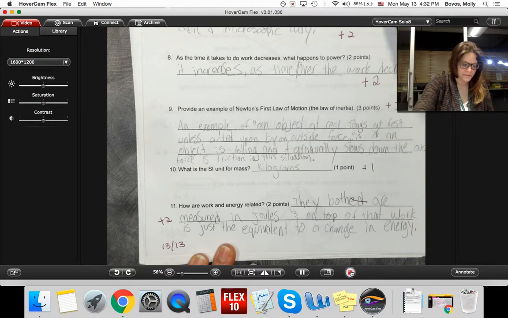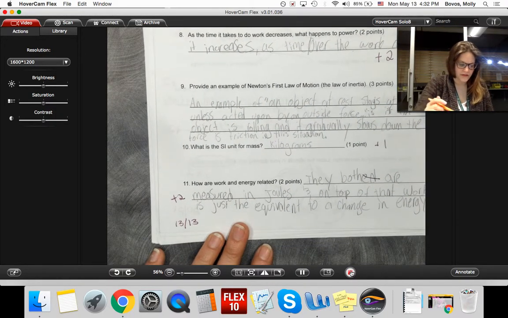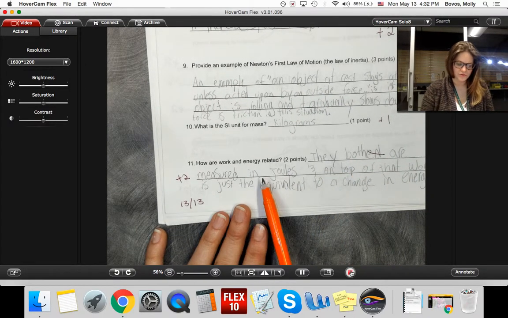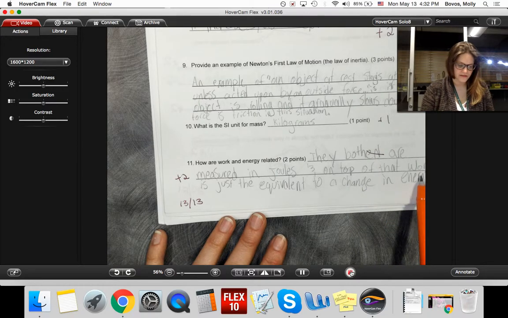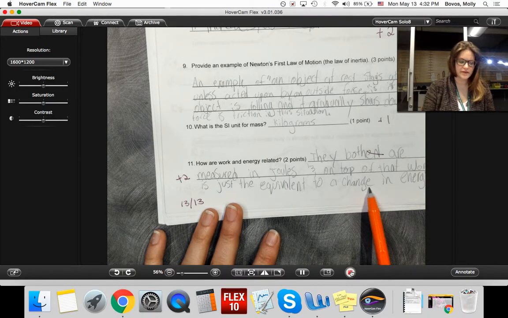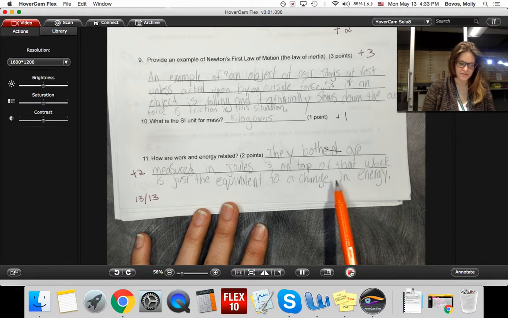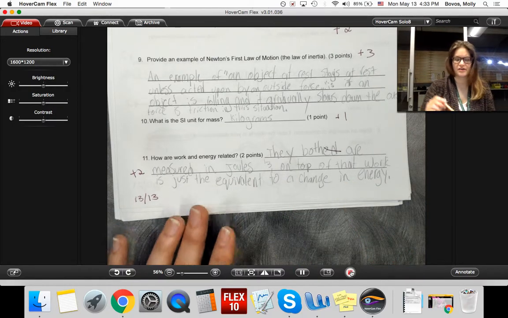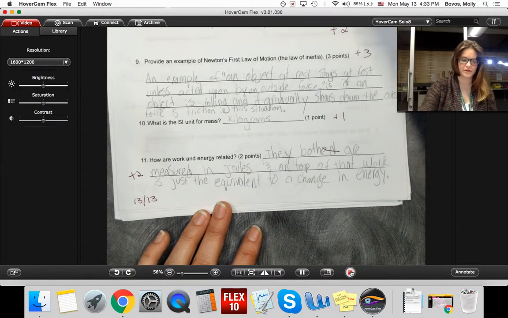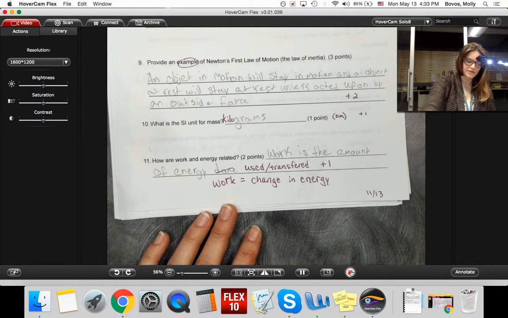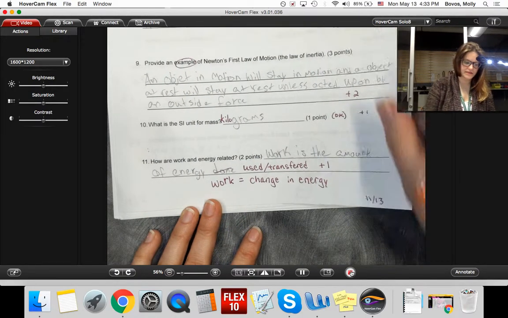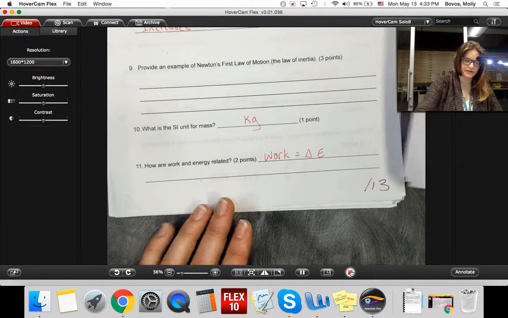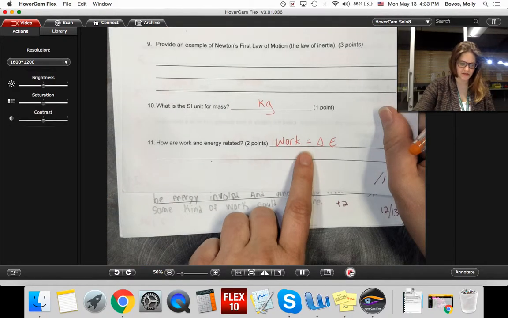Then we have how are work and energy related. So this person put down that they are both measured in joules, and work is equivalent to the change in energy. So really what I was looking for here was that relationship that work is the change in energy. The fact that they're measured in joules, that was just cherry on top there. That was also a really good point. So work is the amount of energy that is used or transferred. I'm really just mainly going for work is my change in energy.